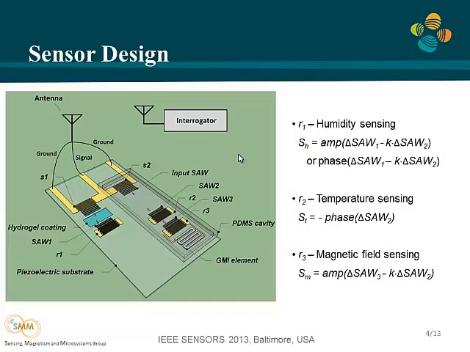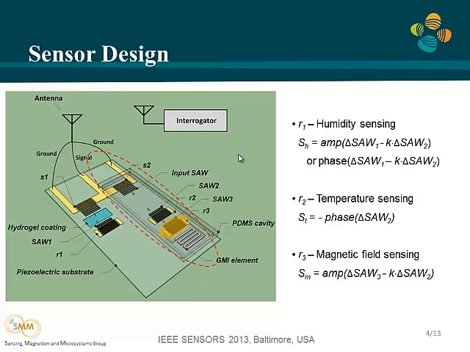Here's the sensor design. Our sensor includes two delay lines. In the first delay path, we have R1, the first reflector IDT, which is used for humidity sensing, where we have a hydrogel coating in this area. In the second delay line, we have R2, the second reflector, for temperature sensing, and a third reflector, R3, for magnetic field sensing.